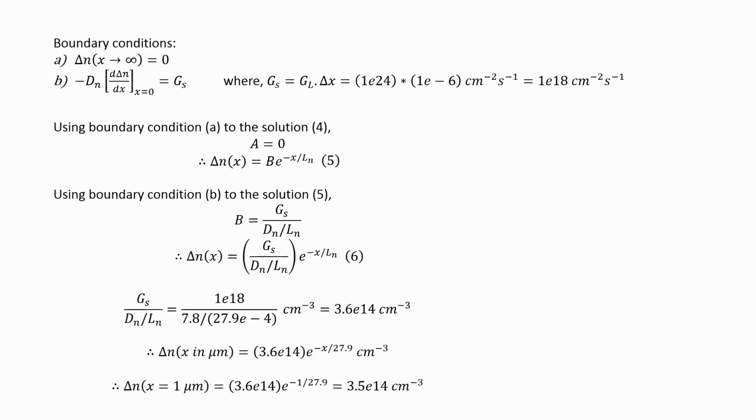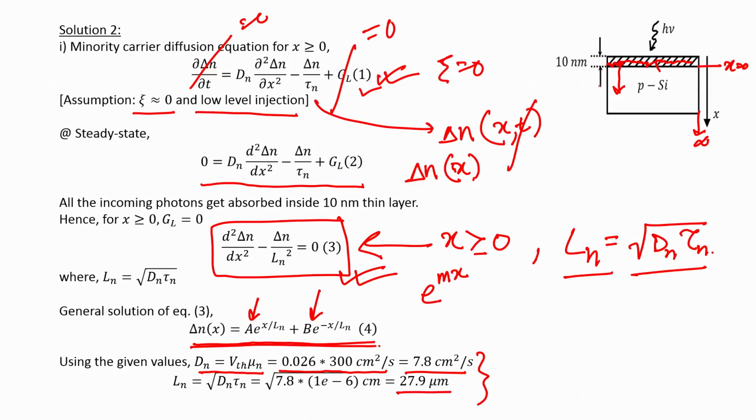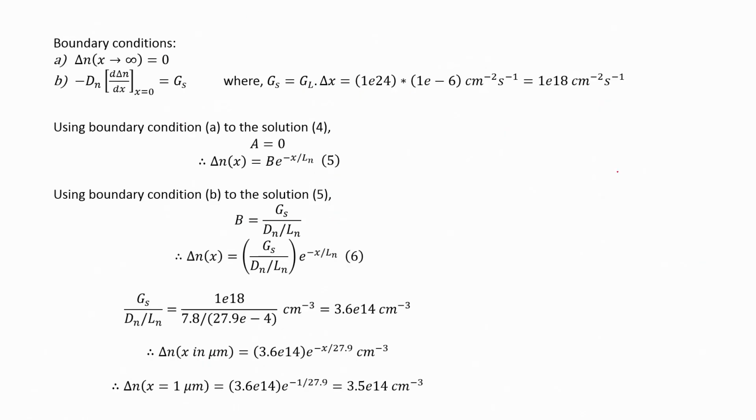The first boundary condition will come from the fact that the sample extends to infinity. So, as we approach infinity, the excess minority carrier concentration will go down to 0, because all these excess minority carriers that are coming from the thin interface layer to the bulk will recombine with the oppositely charged holes, and hence the excess minority carrier concentration will go down to 0.